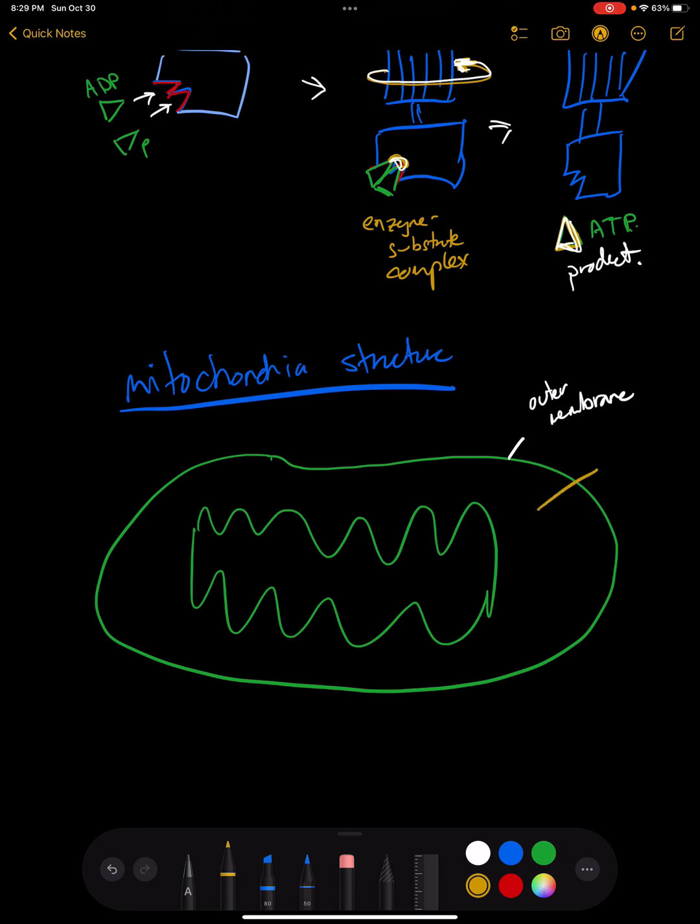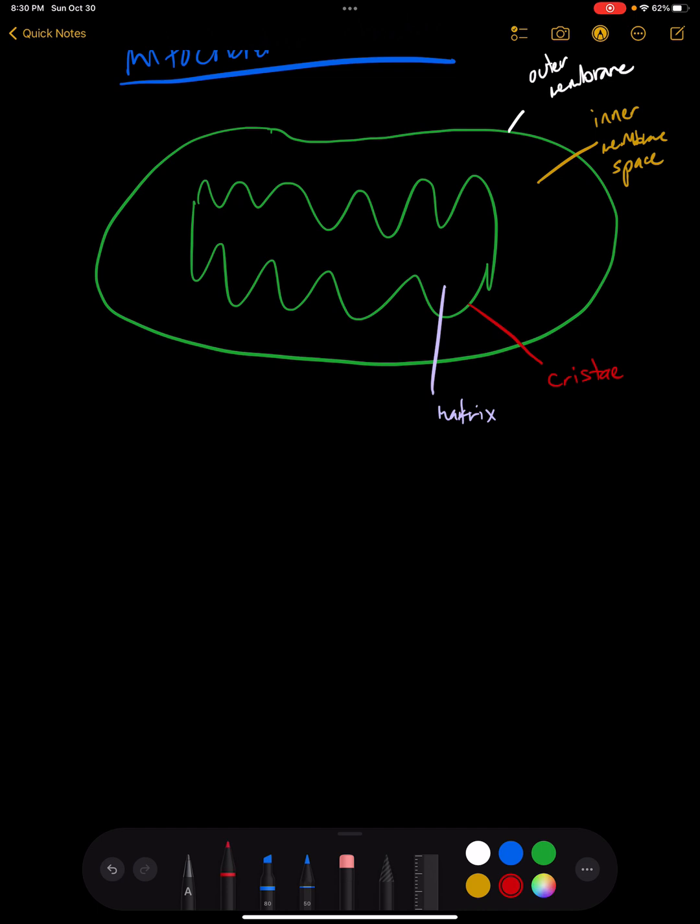This space right here is called my inner membrane space. This right here, which we should be familiar with, is called my cristae. And this part right here, the middle of it, is called my matrix. And where this ATP synthase sits, it actually sits inside my cristae. So we can talk about that. So here's my cristae structure.